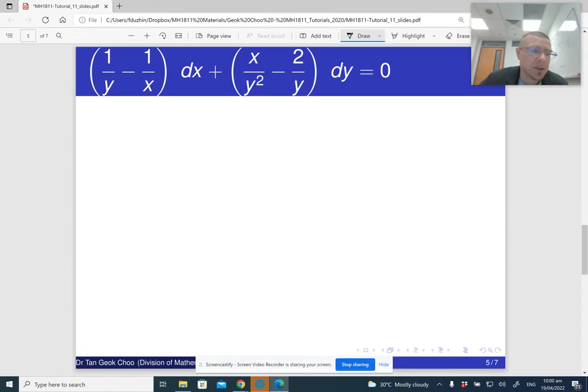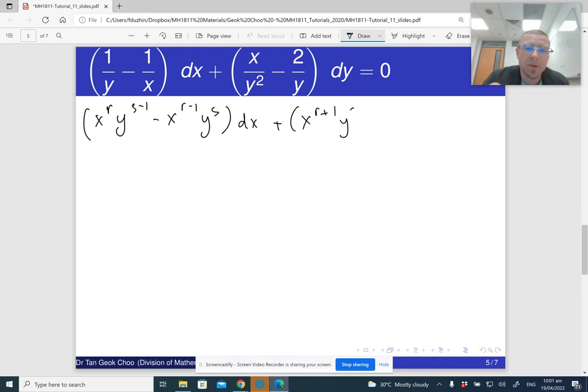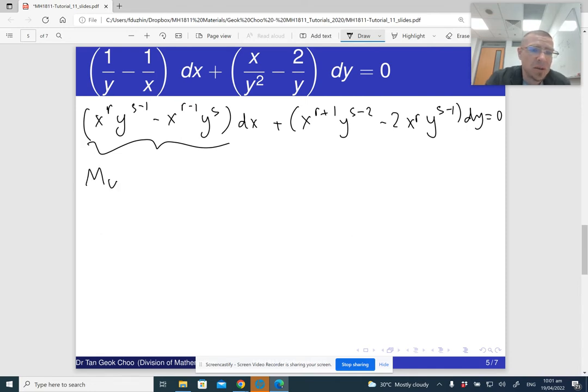All right, so here is our differential equation again. Let me rewrite it multiplied by the integrating factor. So it's r x to the r y to the s minus 1, minus x to the r minus 1 y to the s, dx, plus x to the r plus 1 y to the s minus 2, minus 2 x to the r y to the s minus 1, dy is 0, right? Now I've multiplied with the integrating factor, so I've got to differentiate this with respect to y. And this is s minus 1 times x to the r times y to the s minus 2, minus s x to the r minus 1 y to the s minus 1.